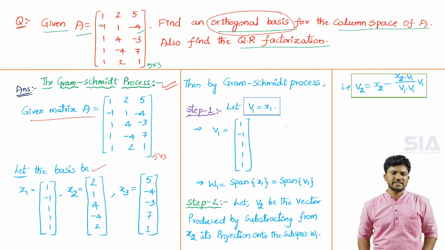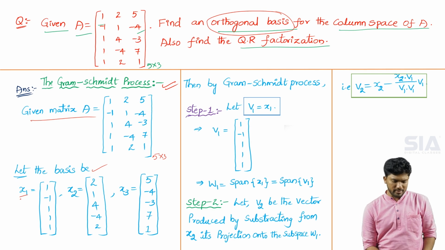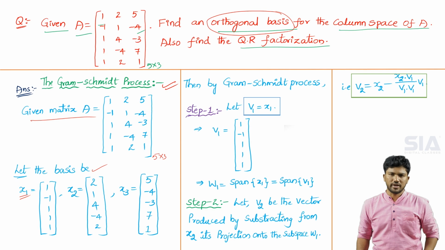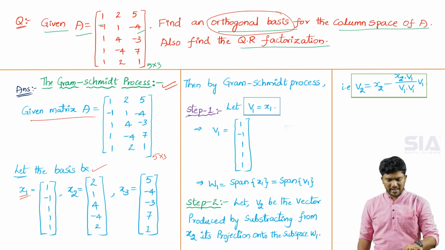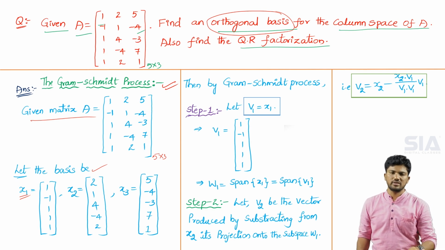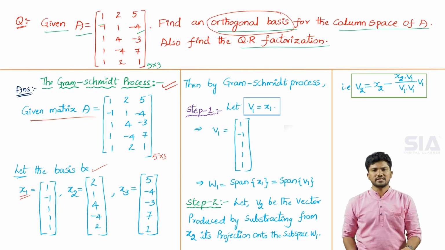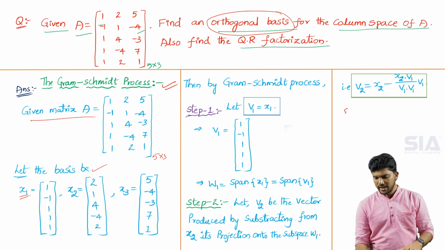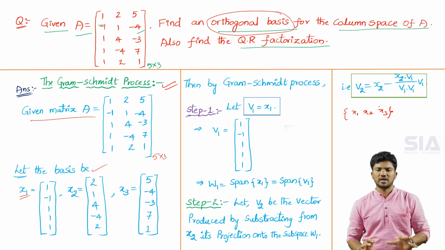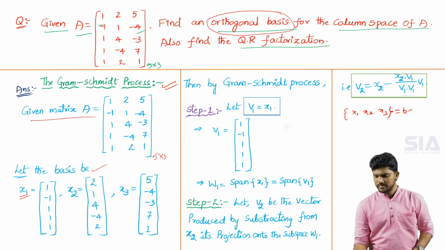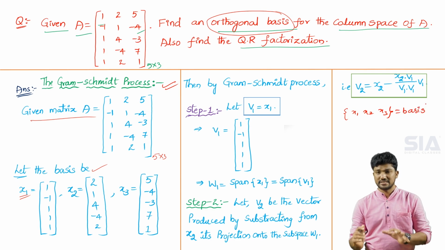Let the basis be the columns of capital A. Whenever they give the matrix in the Gram-Schmidt process, we have to take x1, x2, x3 as the columns of capital A as the basis. So it is only a basis, it is not an orthogonal basis, just a basis.